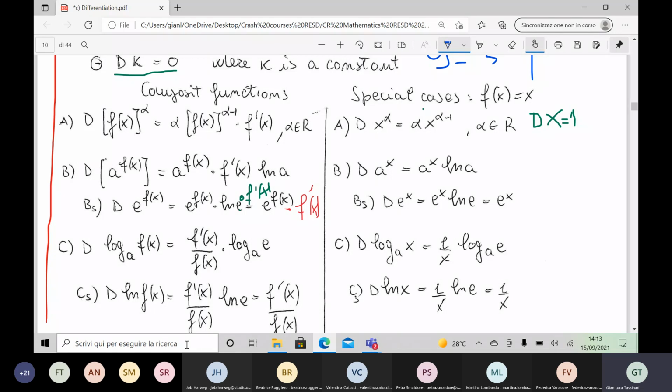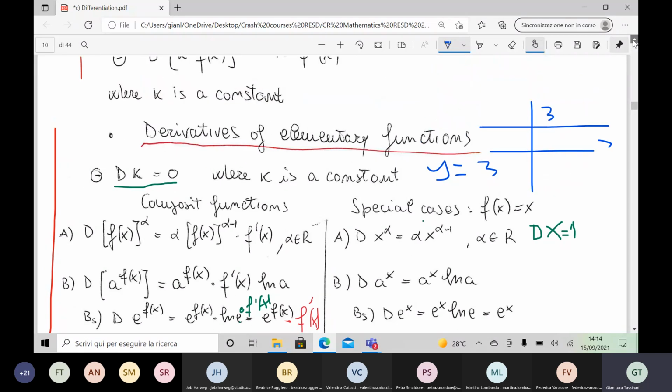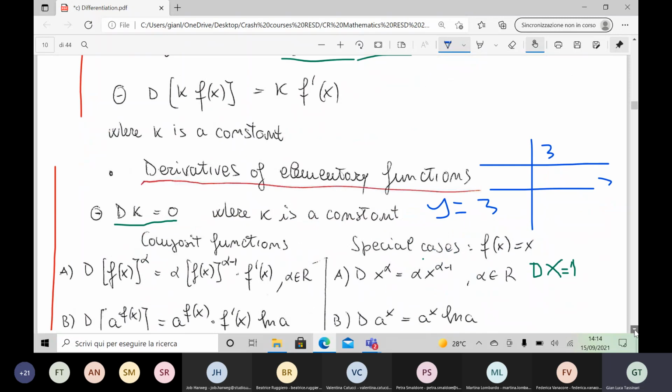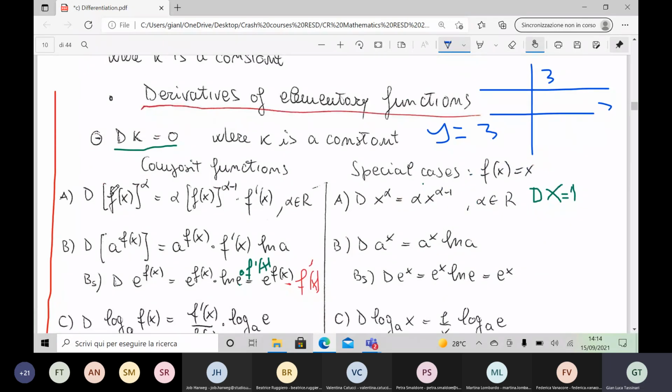So look at the first derivative. I called it case capital A. This means the derivative of a function f of x raised to the power alpha. Why is this a composite function? This is a function of the type g of f of x. Which is the function g? G is the raising to the power alpha. The inner function is f of x. So this is a composite function.